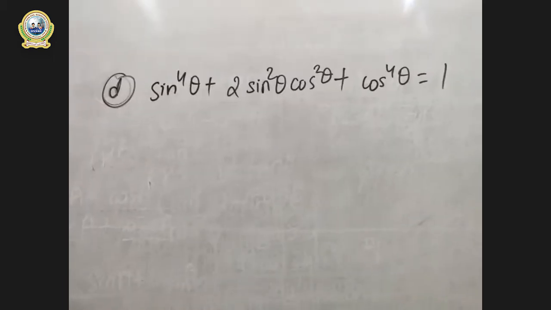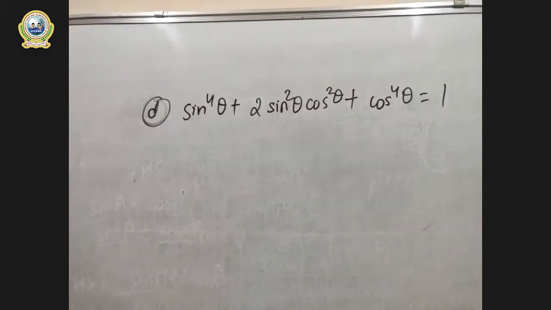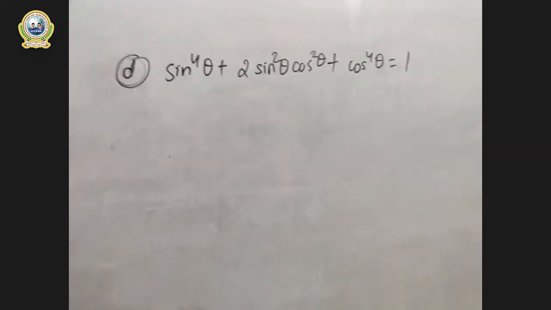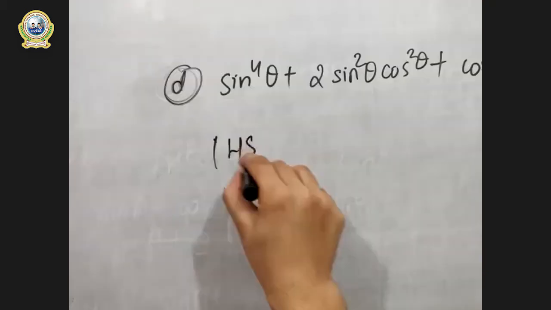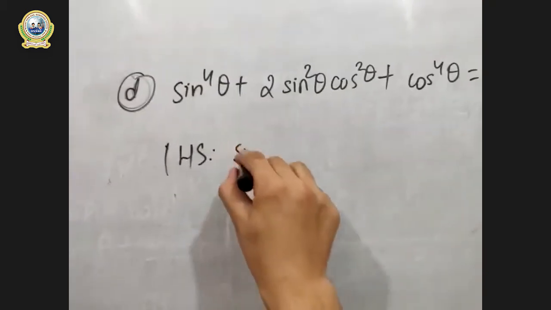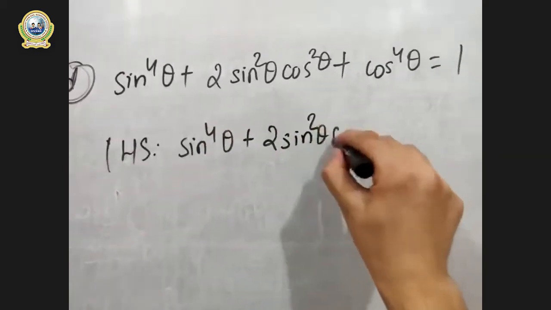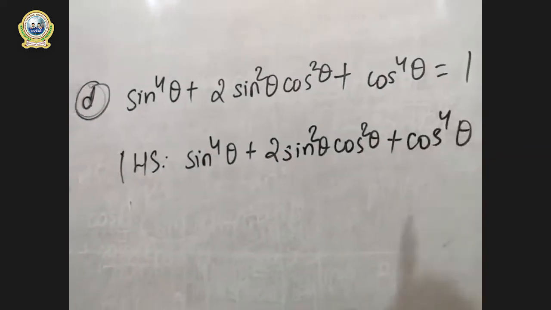So I think now you are clear. Where should I start from? Left part or right part? I think there is no doubt, right? We'll surely start from the left part, because what can you do from 1, right? So let's start from the left part, the LHS. This is a very simple question. Sine 4 theta plus 2 sine square theta cos square theta plus cos 4 theta.